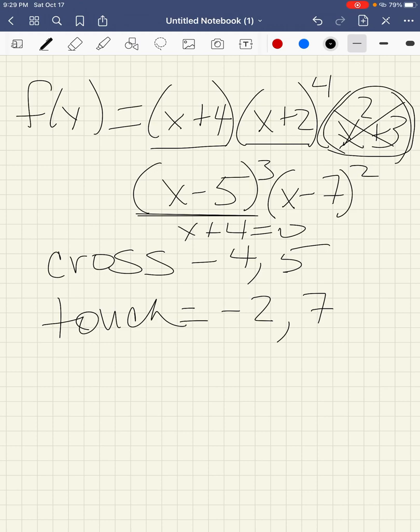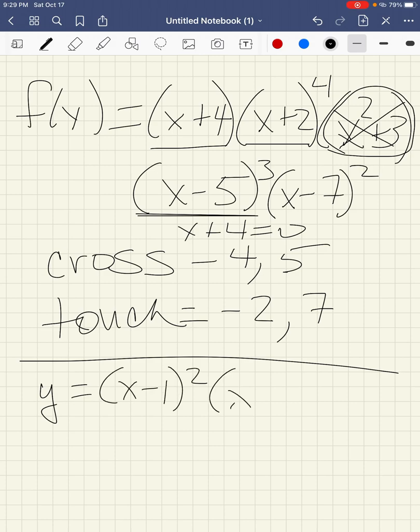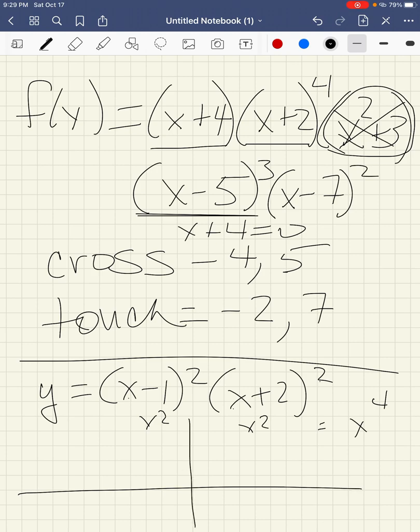All right. The next one, 33.2, it says, which of the following graphs most resembles the graph of y equals x minus 1 squared times x plus 2 quantity squared? Well, in the first place, the total degree of this polynomial would be, that's an x squared times an x squared, so we're looking at x to the fourth, aren't we? So our end behavior would be determined by x to the fourth.